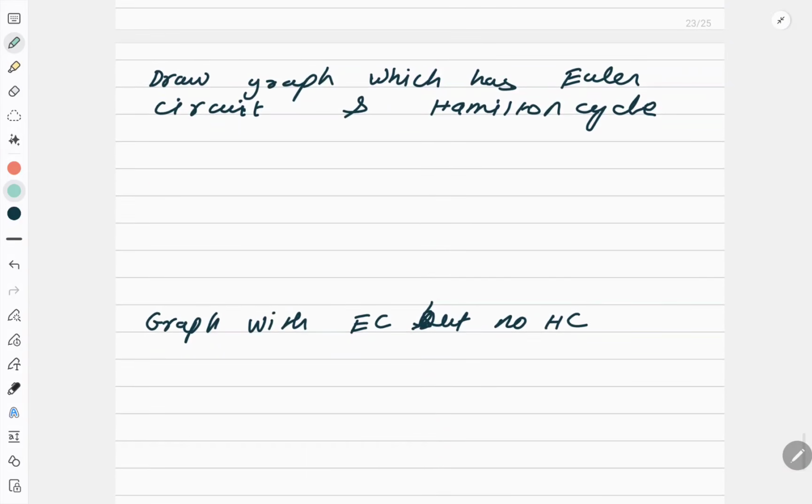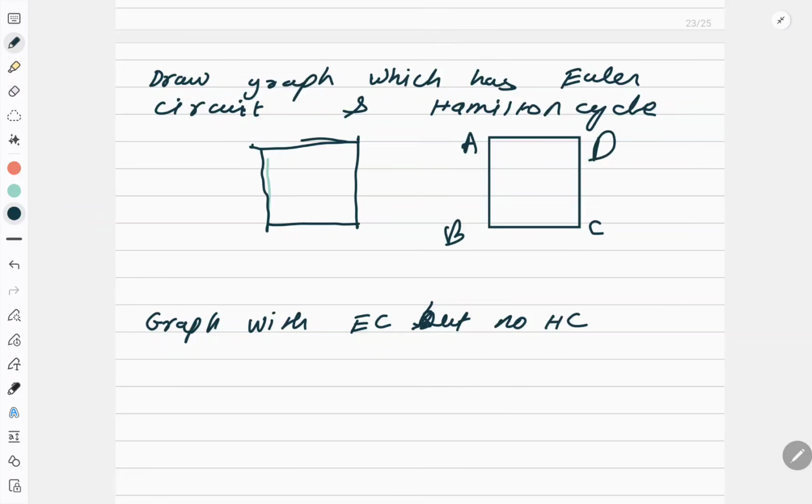Now look at this question. Draw the graph which has an Euler circuit and a Hamiltonian cycle. Very simple graph. Can you do this? Let me draw this. Correct? Now see here, very clearly, if I talk about A, B, C, D, what is a Hamiltonian cycle? A, B, C, D. What is an Euler circuit? Easily you can figure it out. You have to cover all the edges without repeating an edge. So again A, B, C, D. Correct now? So that is very easy.